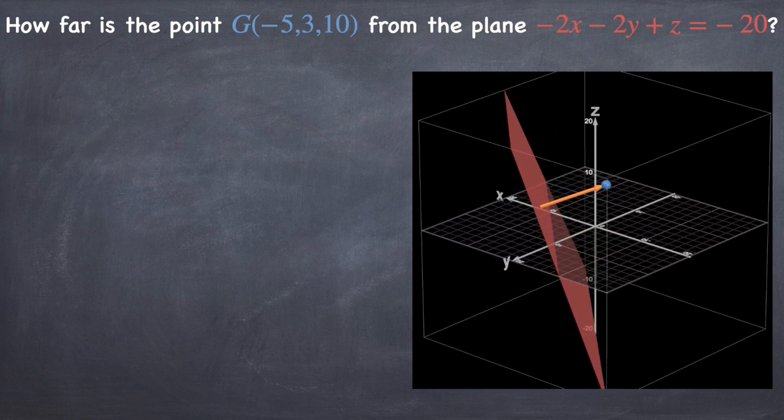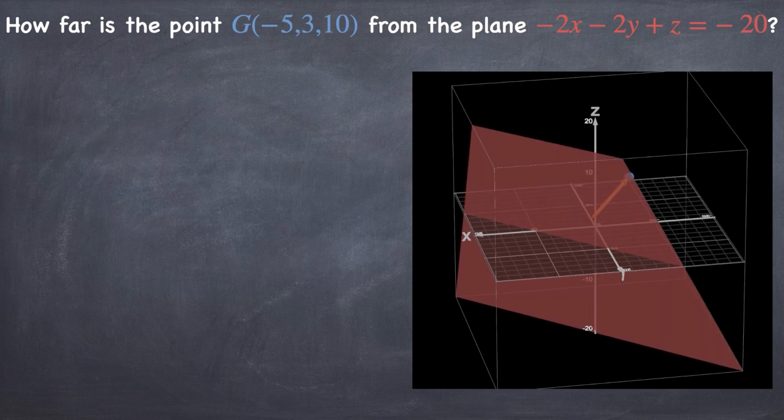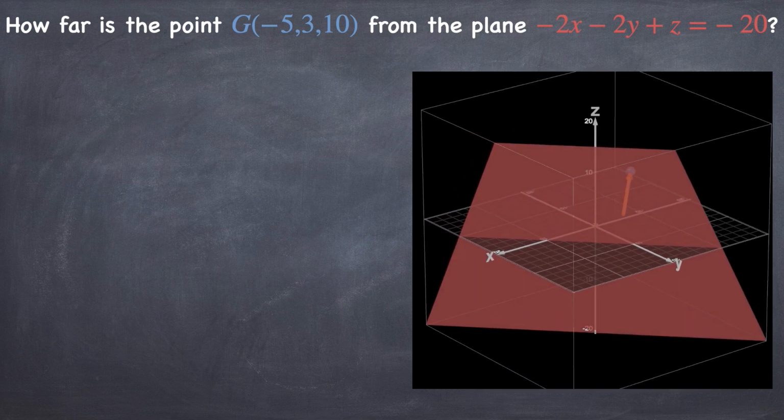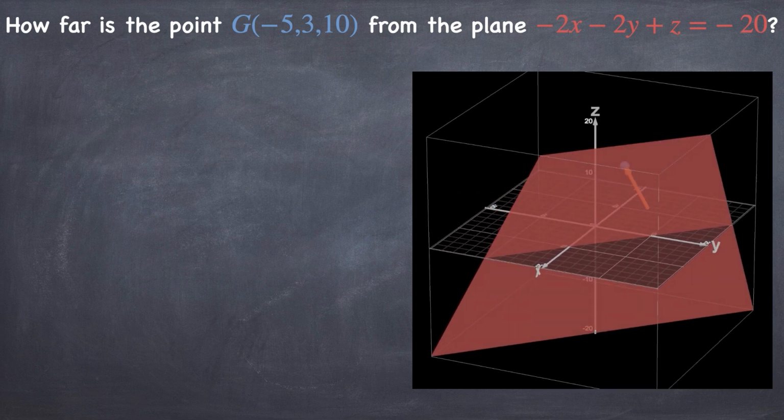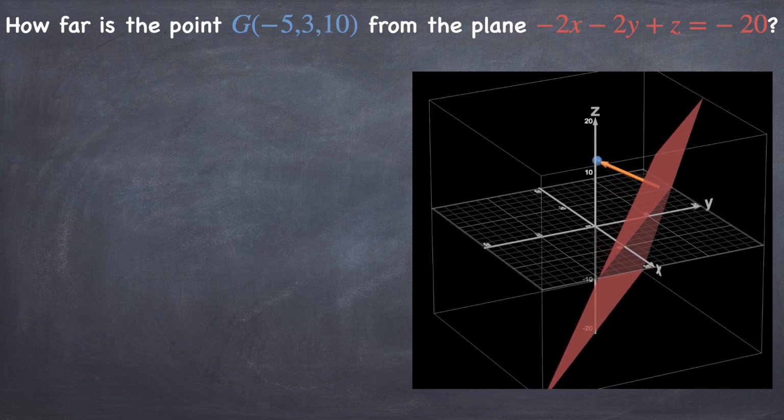This is indeed the shortest path between the plane and the point. So what is this orange vector? Can we just figure out what the orange vector is and take the magnitude? Well, the orange vector looks perpendicular to the plane, and in fact it is.